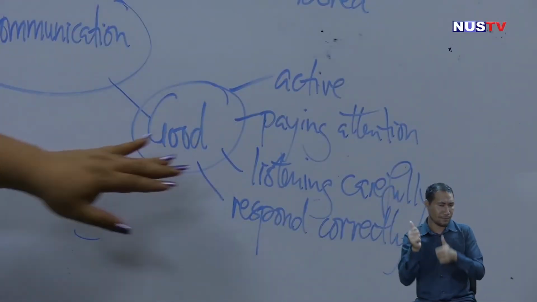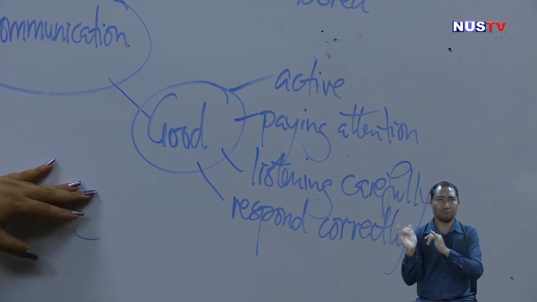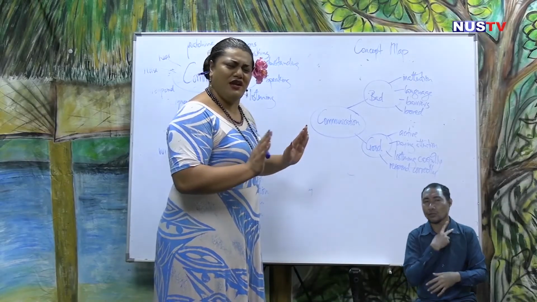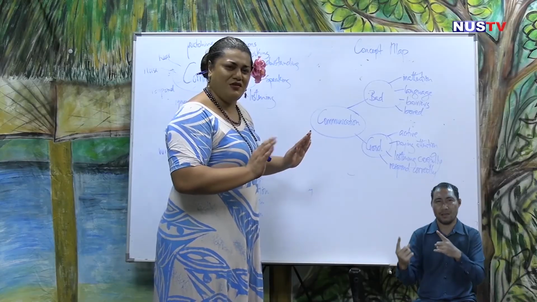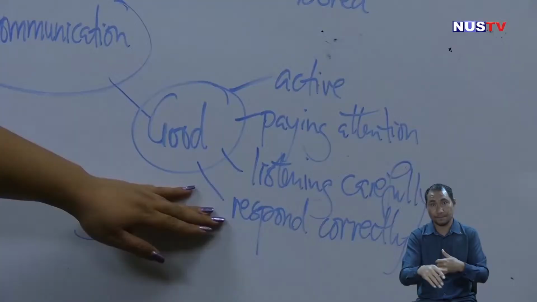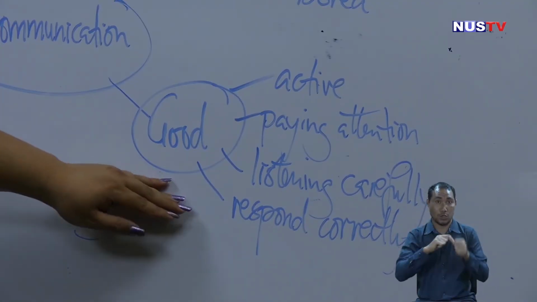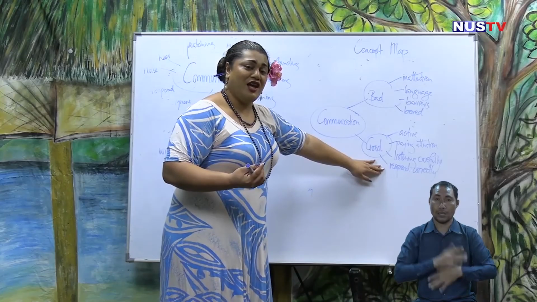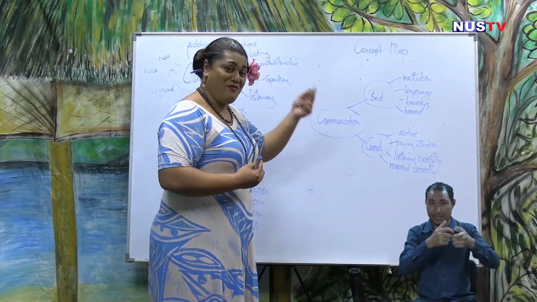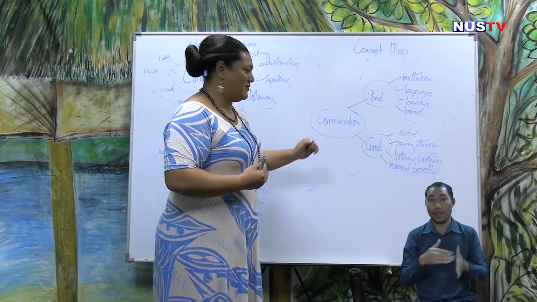To be an active communicator, you need to listen and pay attention. You need to listen carefully to make sure that you are not distracted by the noise or anything else that is distracting you during the time of the lesson. And lastly, you need to respond correctly. Remember, to respond correctly, you need to understand the message that was sent by the sender.